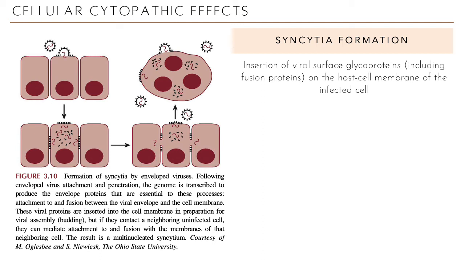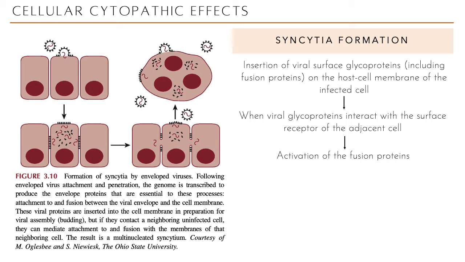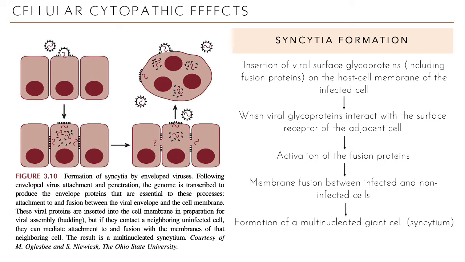Okay, so when these fusion proteins and other glycoproteins are inserted, they may interact with the surface receptor of the adjacent cell. Okay, remember, these epithelial cells are, for example, columnar, and they are positioned side by side as seen in this image on the left. Okay, the lower left image. All right. And these glycoproteins, since they are looking for the cell receptors, which are present on the adjacent cell beside them, could cause an attachment and will activate the fusion proteins. Now, this will cause the formation of fusion bridges, right, between the two cells, the infected and the non-infected cells. And for the membranes to fuse and the formation of a syncytium.